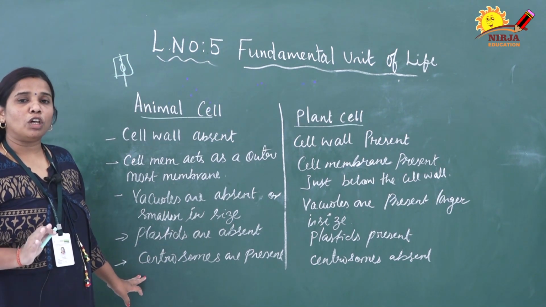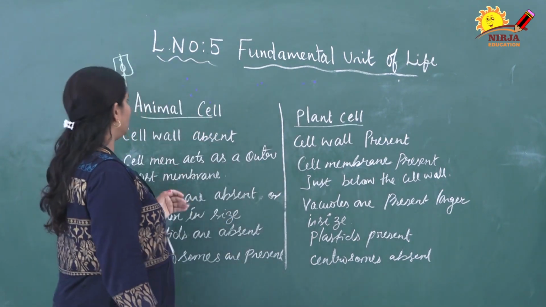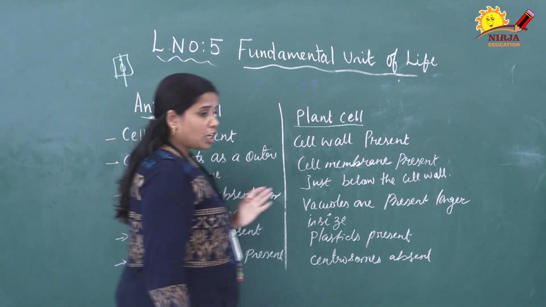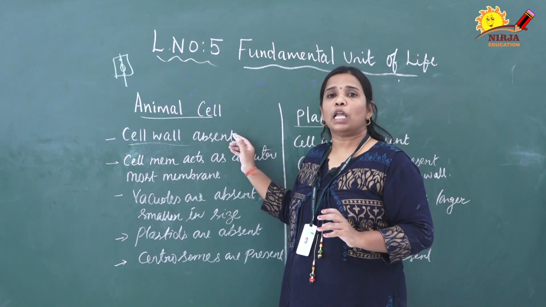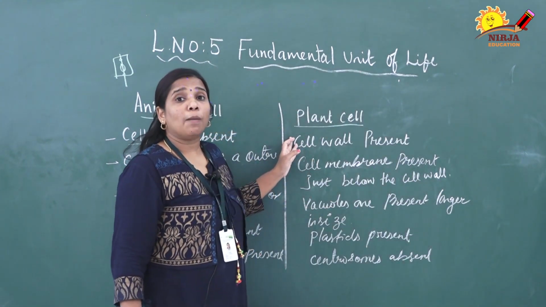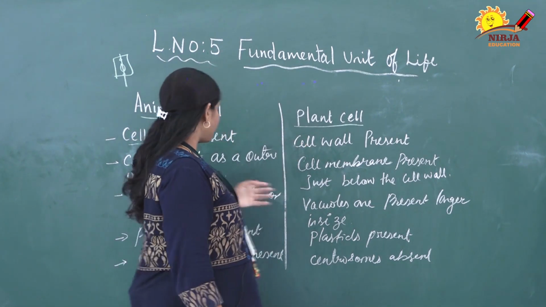Main function, it is involved in cell division. Now let's get into the portion that is the difference between animal cell and plant cell. The major difference is the absence of a cell wall; animal cell does not contain a cell wall. But in plant cell, the cell wall is present. It is composed of the complex carbohydrate called cellulose.